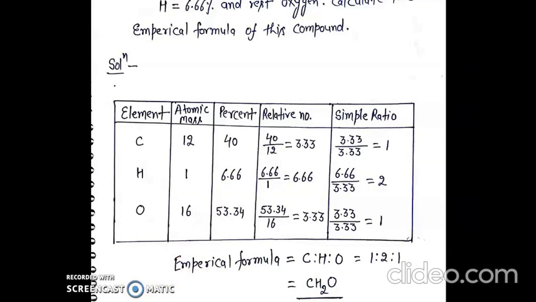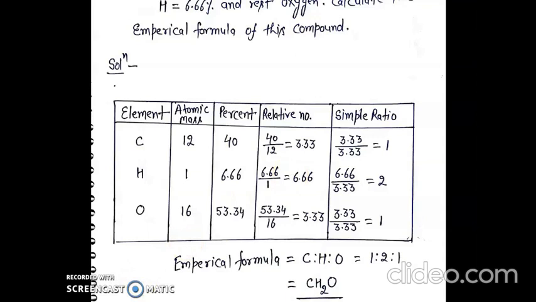The simple ratio of carbon can be calculated by the formula: simple ratio is equal to relative number divided by smaller relative number. Here 3.33 is the relative number of carbon divided by 3.33, the smaller relative number, and we get the simple ratio of carbon equal to 1.